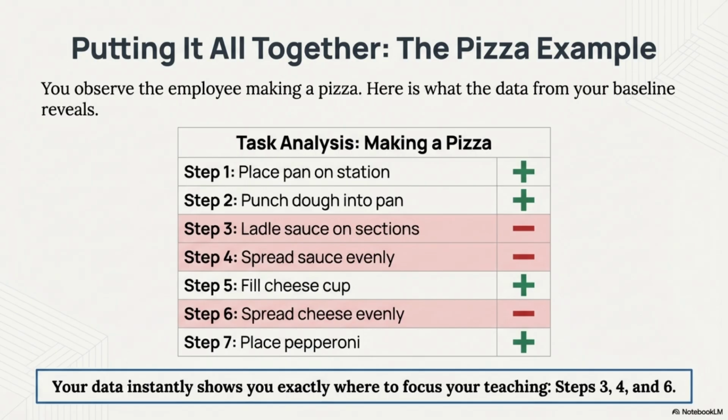How many times do you collect baseline? Typically, you collect baseline data 2 to 3 times on different days. This gives you a more accurate picture. Maybe the person was having a bad day. Maybe they were nervous with you watching. Multiple observations give you better information.